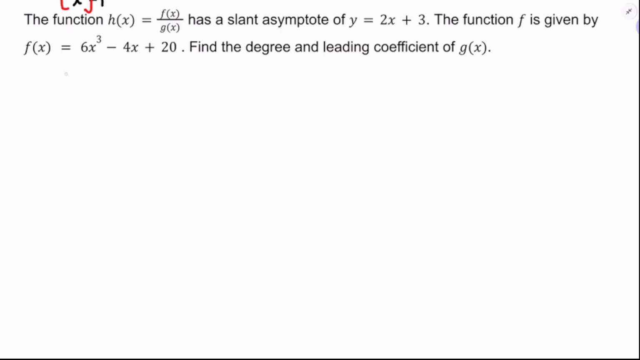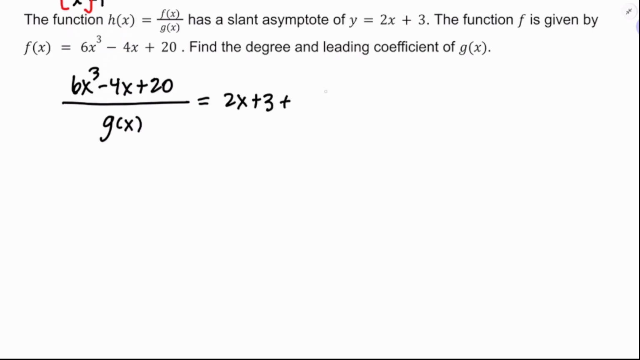All right, so that's what we're saying: 6x cubed minus 4x plus 20 over g of x is going to equal 2x plus 3 plus some sort of remainder over g of x. But we don't really care about the remainder, right? We should be able to figure this out based on this, back to really the first thing I told you about. Because the end behavior of this expression to the right of the equals is going to be the same as the end behavior of y equals 2x, because it's a first degree polynomial with positive leading coefficient with an attached thing that's going to become closer to 0 as x approaches infinity.